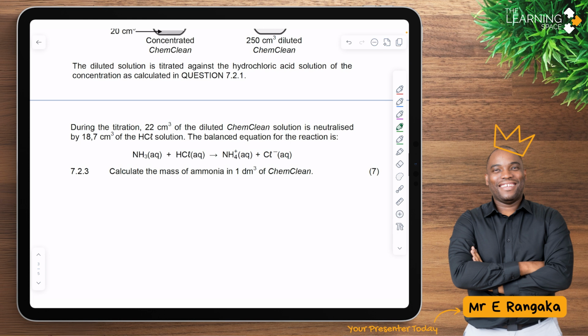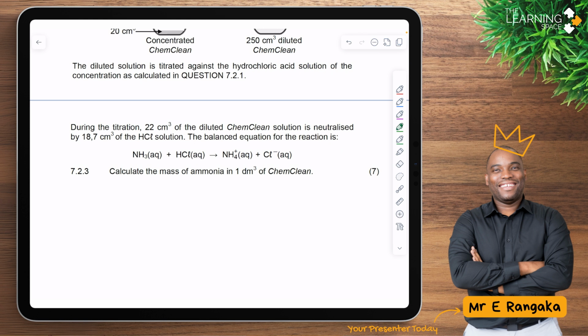During the titration, 22 cubic centimeters of the diluted ChemClean solution is neutralized by 18.7 cubic centimeters of the hydrochloric acid solution. The balanced equation for the reaction is shown below. You've got ammonia plus hydrochloric acid giving you ammonium and chloride ions. Calculate the mass of ammonia in 1 decimeter cubed of ChemClean.